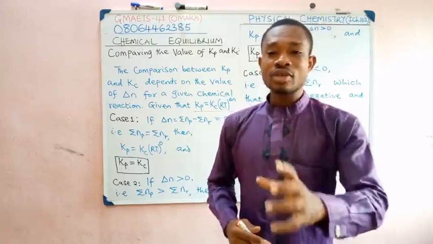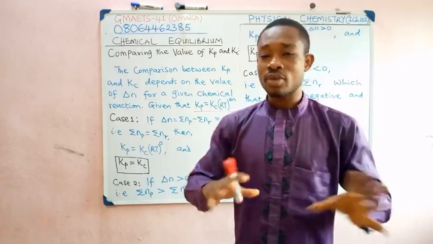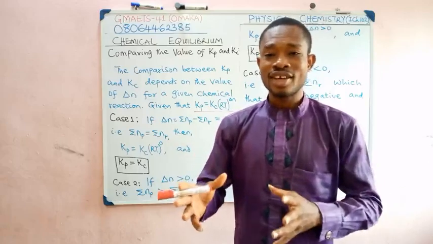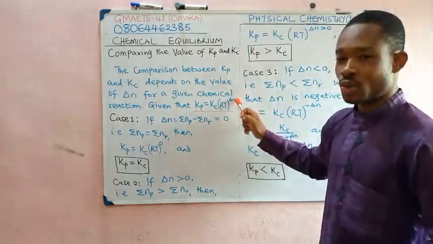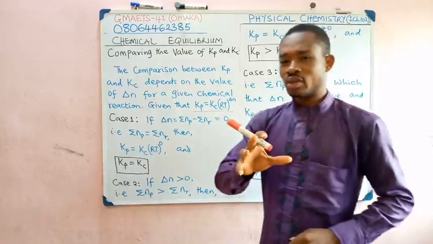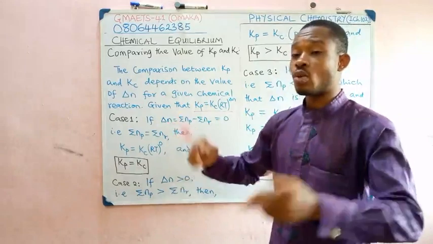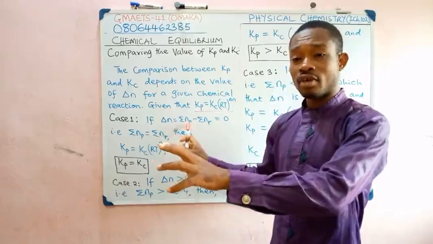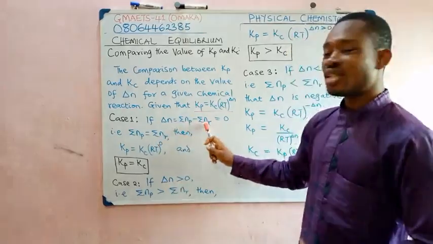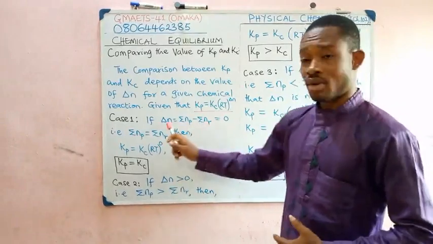And before we go into the cases we have on the board, I want to state that in comparing the numerical value between these two constants, it is dependent on the change in number of moles. And you would recall that in a previous video, we stated that the change in number of moles is equal to the total number of moles of product, that is the summation of the number of moles of product, minus the summation, the total number of moles of the reactant. So take note of this, alright?